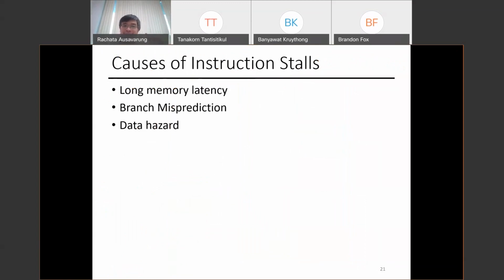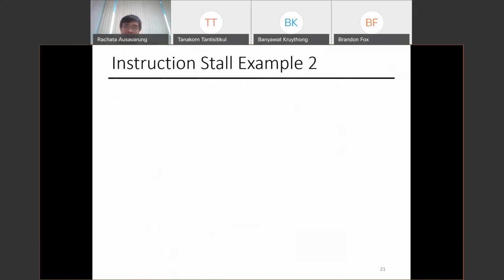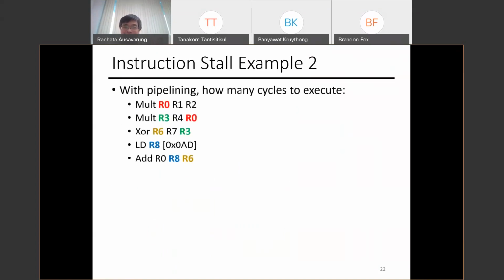The third thing that can stall an instruction is what we call a data hazard. Here's an example of a data hazard. Sometimes we refer to this as data dependency. What is unique about the colored text in here? Can someone tell me what's unique about the colored part here?